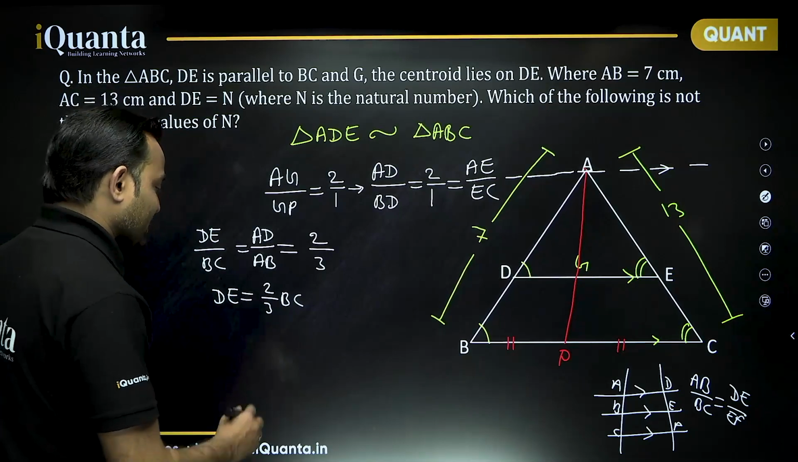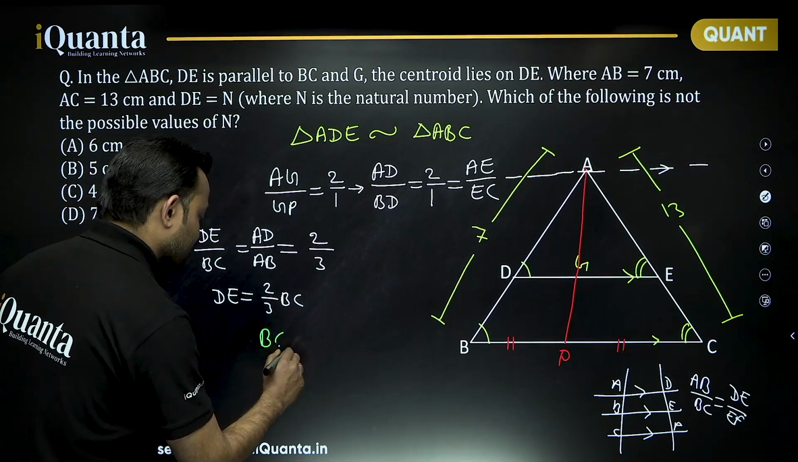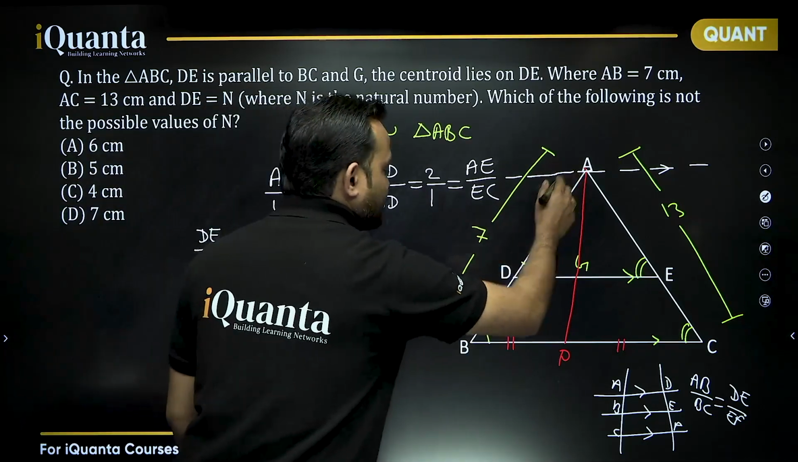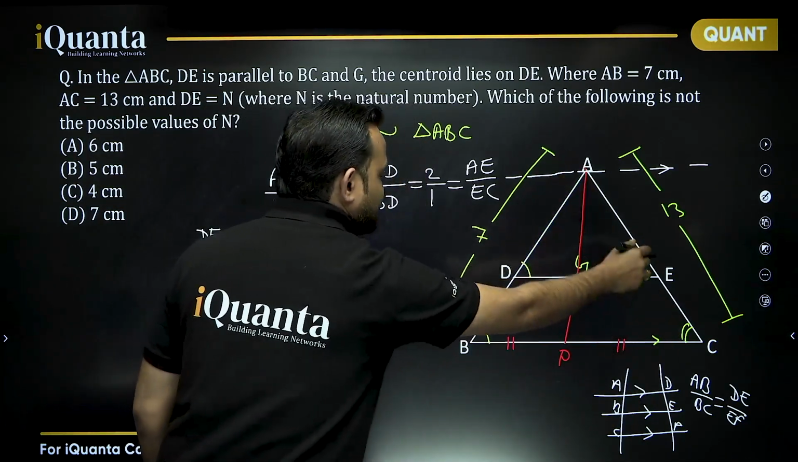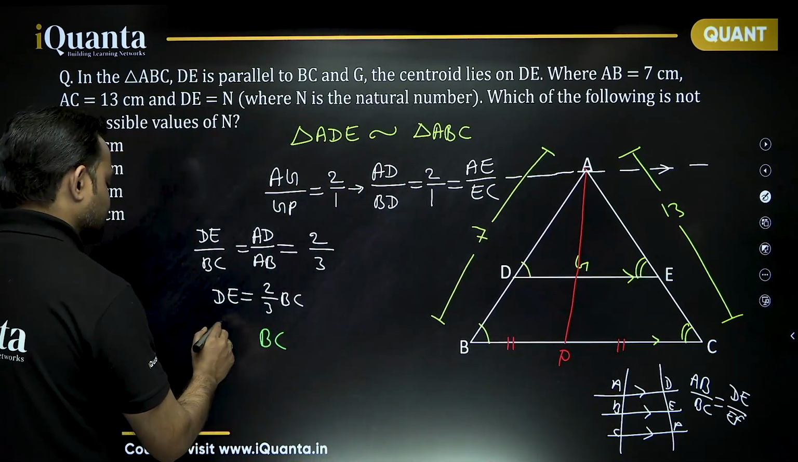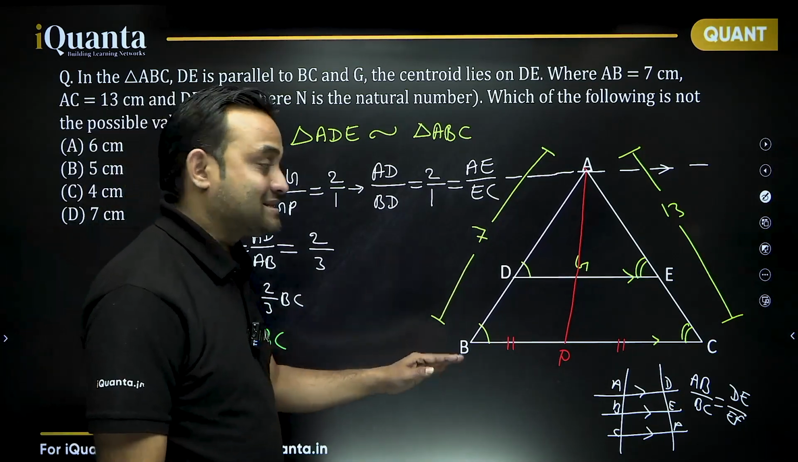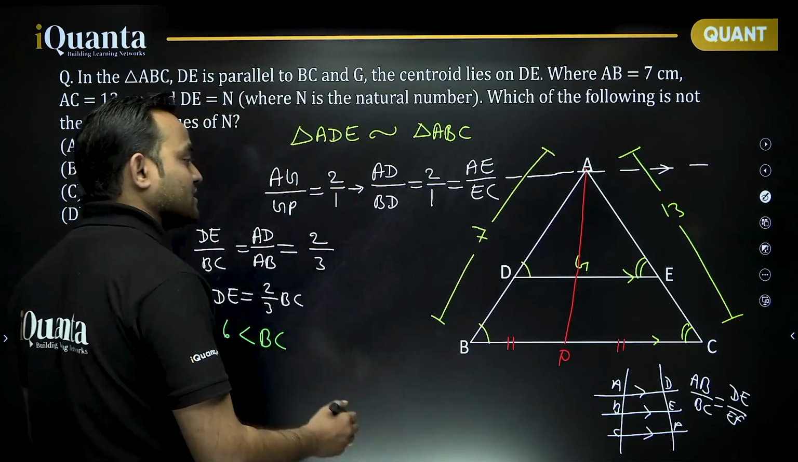In any triangle, a side length is more than the absolute difference between the other two sides. So AC minus AB is 6. So BC should be greater than 6 and less than the sum of the other two sides. So 13 plus 7 is 20.